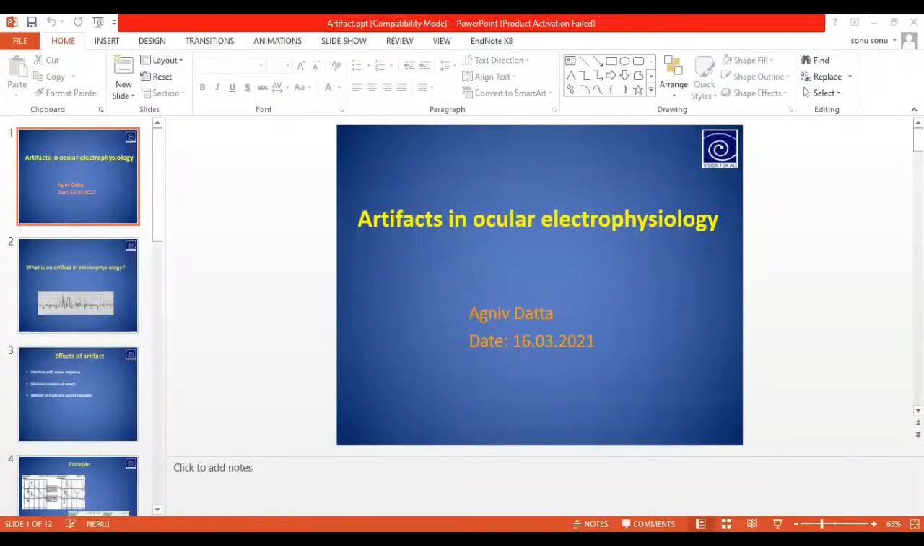That would be Agniv. And Agniv can start sharing his screen while Madam is introducing him. Yeah, so we move on to our next topic, which is going to be delivered by Mr. Agniv Datta, who did his comprehensive optometry fellowship from LVP Bhubaneswar, and is now here with us at our institute. He is actively involved in teaching, and his interest lies in retina diagnostics. He will be talking to us on artifacts of ocular electrodiagnostics. Over to you, Mr. Datta.